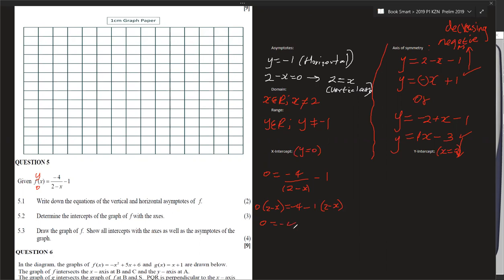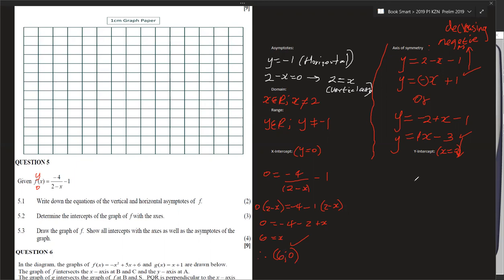Then we have -4 minus 2 plus x, and then this is -6. I'm going to move it to this side, so 6 equals x. Therefore, your x-intercept is going to be, the x value is 6, and then the y value is 0. This is your x-intercept. Always write it in point form because it's a coordinate.